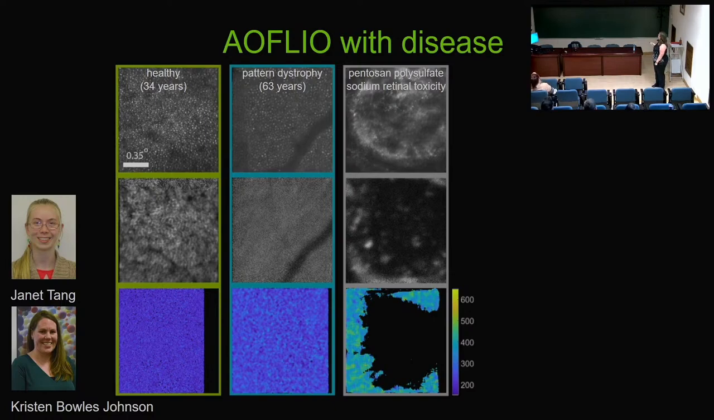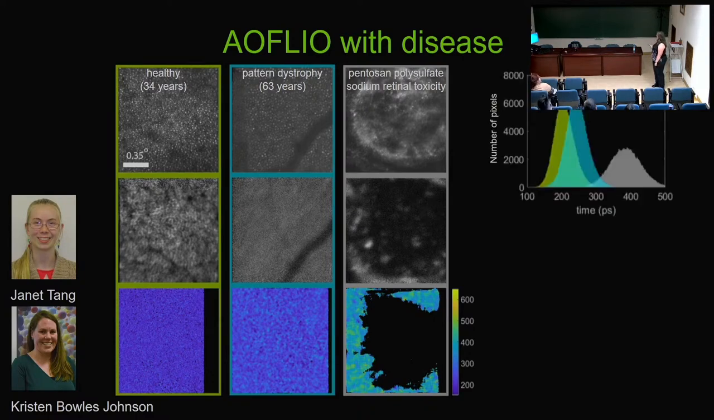And these are just some sample images, reflectance on the top, fluorescence in the middle, the mean fluorescence lifetime in the bottom. We could see a shift towards longer fluorescence lifetime in gray in the PPS toxicity subjects. We're not sure if this is an age effect, because this was a normal looking location in the pattern dystrophy patient, or if it's at all related to disease.